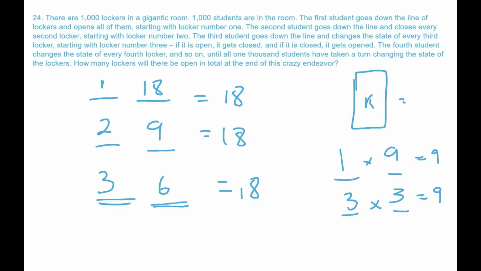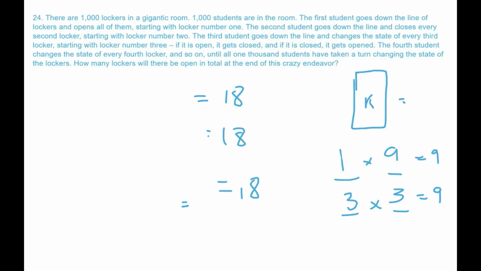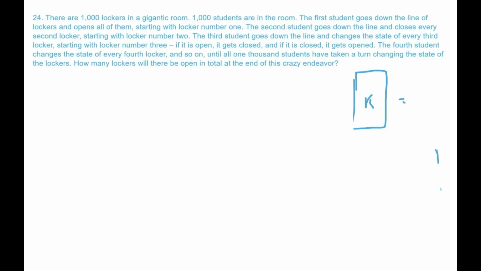But what does this mean? Having a duplicate pair means that the number is a perfect square. So the only time that a number will stay open is if it's a perfect square. From 1 to 1,000, there are exactly 31 perfect squares, as 961 is the biggest perfect square before going over 1,000. So at the end of this endeavor, there will be 31 total lockers that are open.